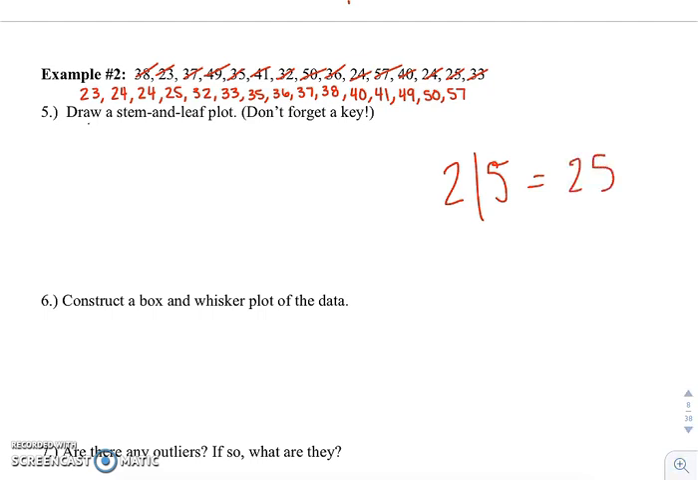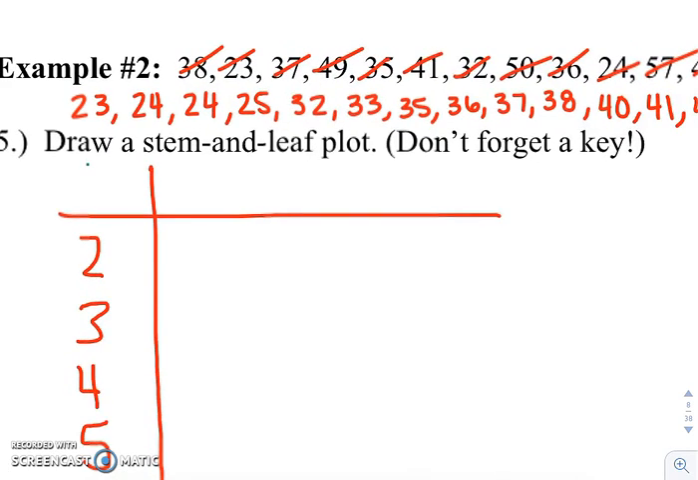So for our stem and leaf, we need to go from the 20s to the 50s. So we need 20, 30, 40, 50. And then we just list all the numbers in their 20s. So we've got 23, 24, 24, 25. So I'm going to list 3, 4, 4, and 5. If you got two 24s, you need two 4s within your leaf there.